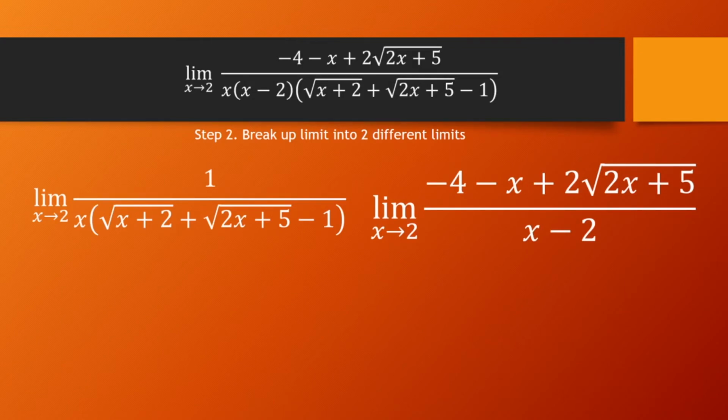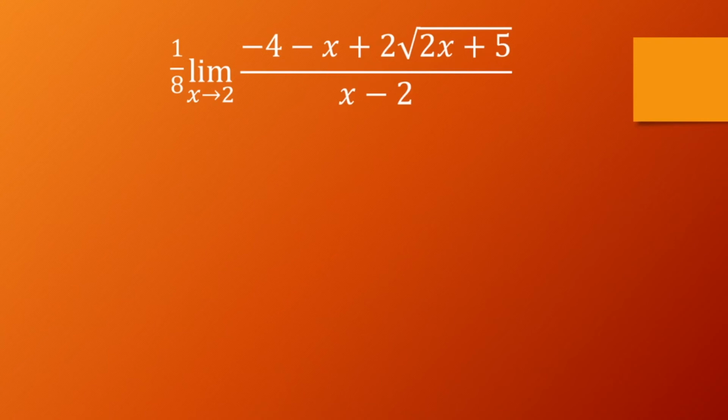But now if we look at the first limit, I can plug in 2 to get 1/8. And then I'm going to multiply that by the second limit. Now let's fix this limit. If I plug in 2 now, I get 0 over 0. So I'm going to multiply by another conjugate, which will be 4 plus x plus 2 times the square root of 2x plus 5.